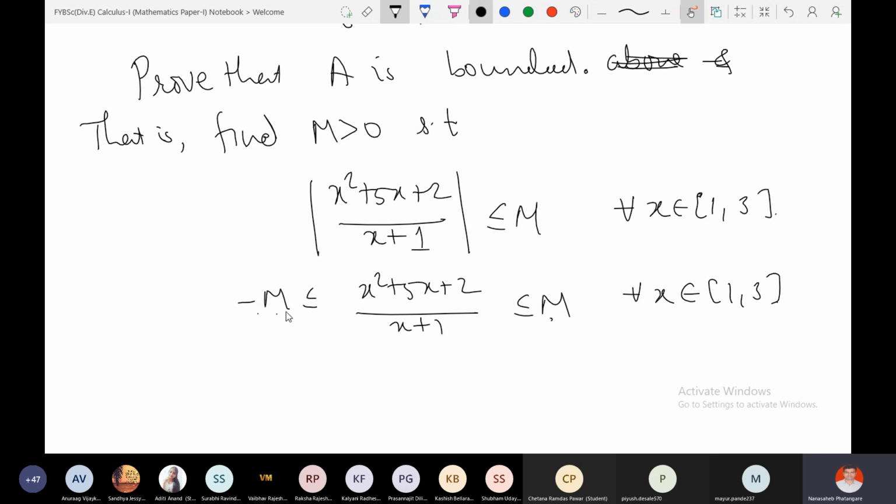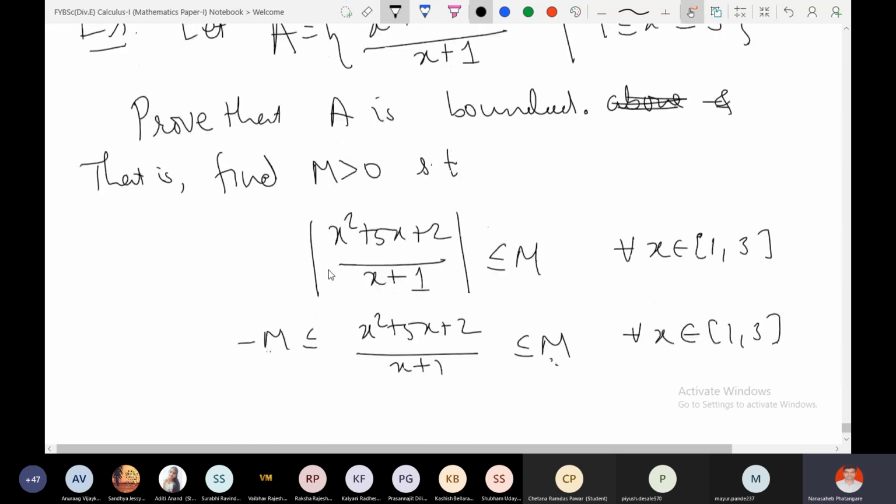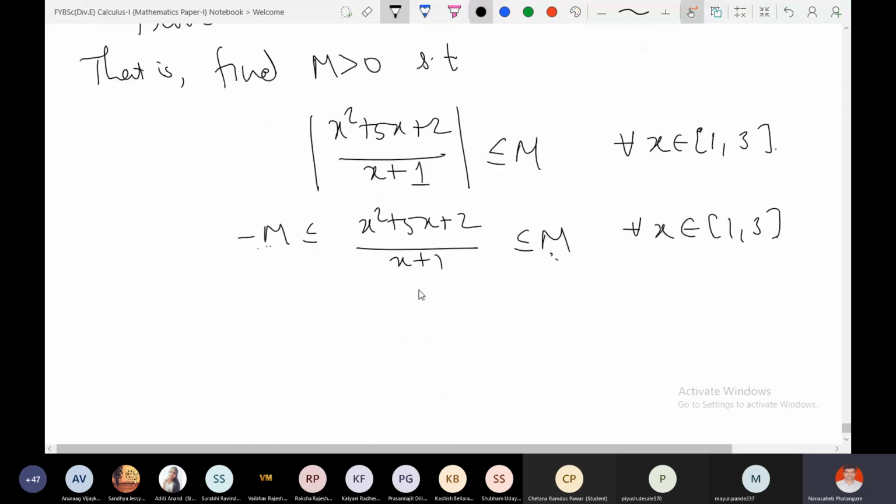There might be many, but if we are successful to produce one number m that ultimately will give us a lower bound as well as an upper bound, we can say that the set is bounded above as well as bounded below, right? Every such quantity will lie between minus m and plus m. So every such number will be in between. This is a way we can think about it.